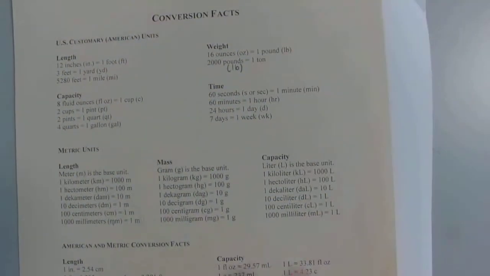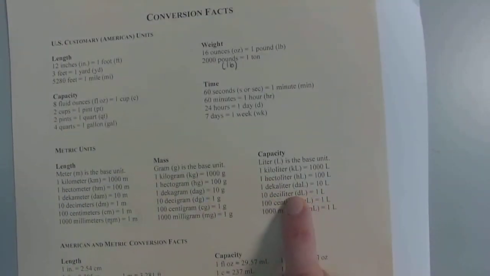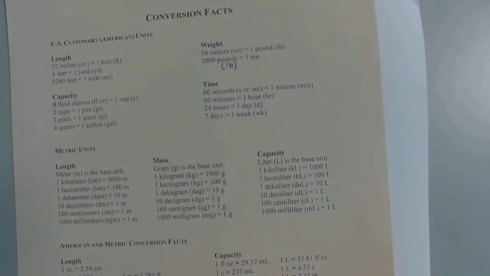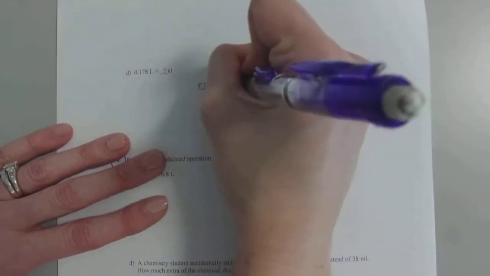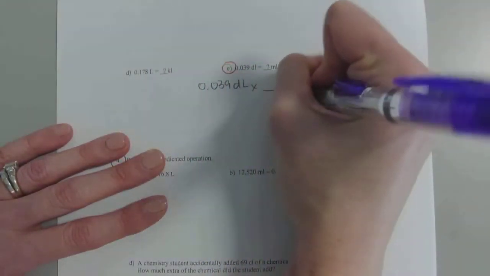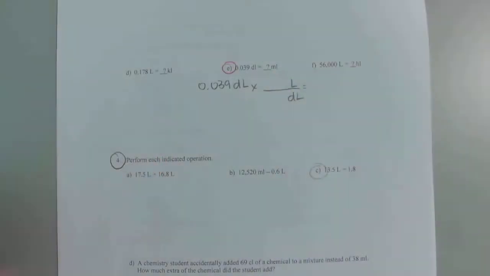So the back of 8.6, guys, where we're talking about capacity, but it's deciliters to milliliters. Deciliters to milliliters, we don't have it, right? But who's our middleman? Liters. So it's kind of like I said, the metric system, meters, grams, and liters are always your middleman. So we're going to go from 0.039 deciliters to a liter first.